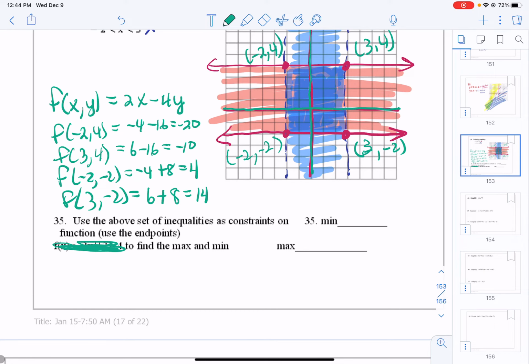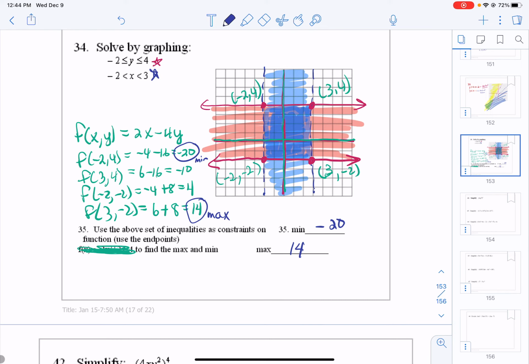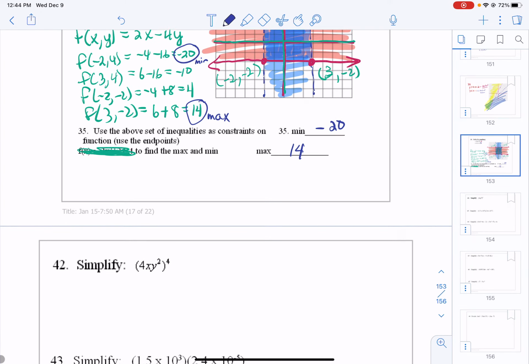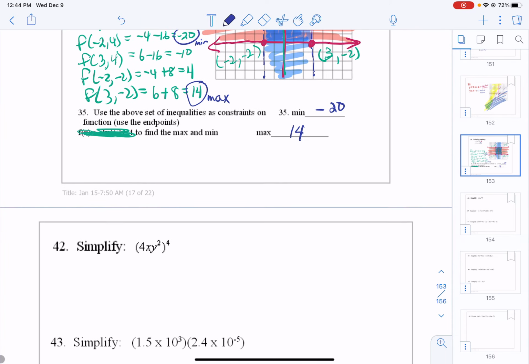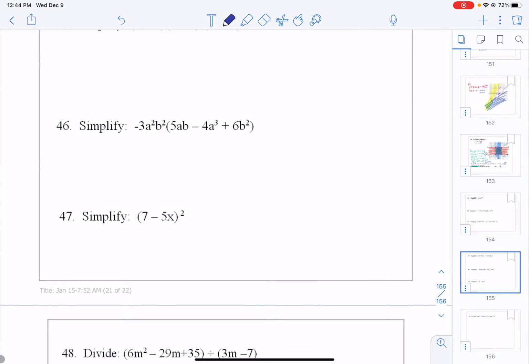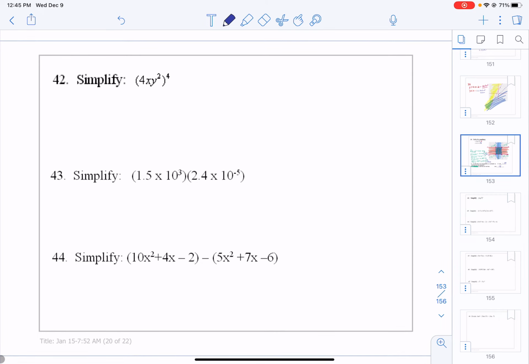Now, the smallest value of any of these values is this one. That's our minimum. So our minimum value is negative 20. Our maximum value is 14. So there we go. There is number 34. And 35. Now, I'm not exactly sure why it skipped all the way to 42, but okay, let's keep going.